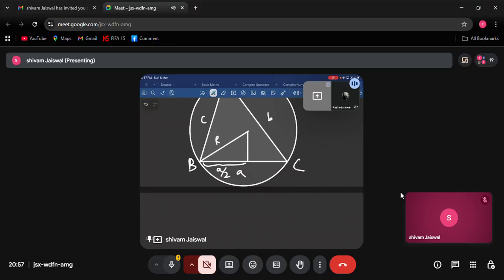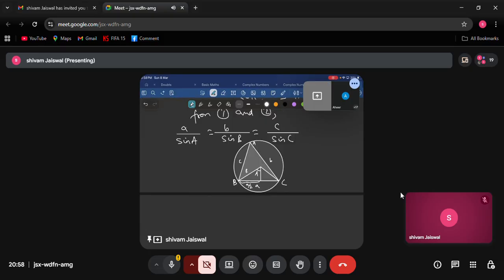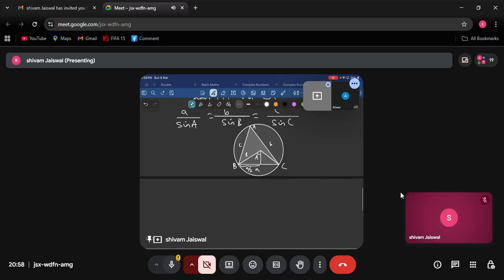So this is a by 2. Next, this is an isosceles triangle. Can you realize that this is the angle at the center, and this is the angle on the circumference? This is 2A, so this will be angle A. Right, tell me. Are you getting it? Yes, sir.